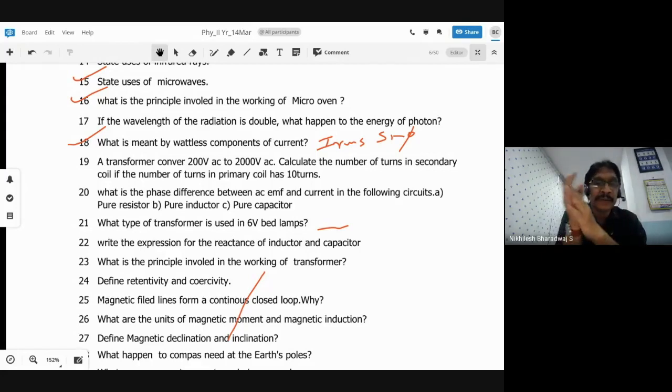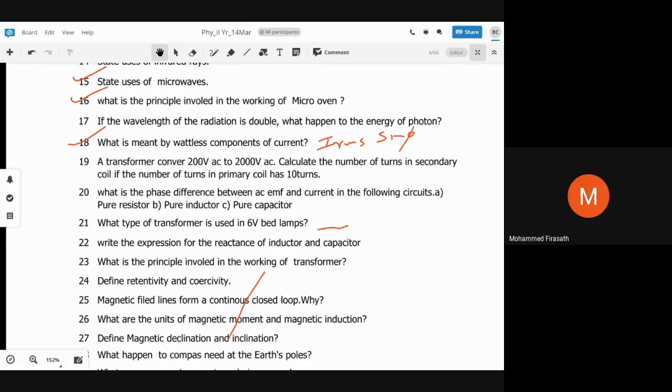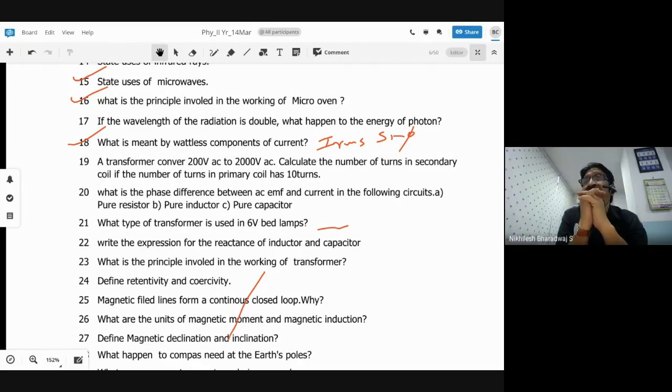Coming to question 21. What type of transformer is used in a 6 volt bed lamp? It is a common sense question. We get domestic supply between 200 to 220 volt. Now in a bed lamp we use 6 volt. So naturally it is a step down transformer. Write the expression for the reactance of inductor and capacitor.